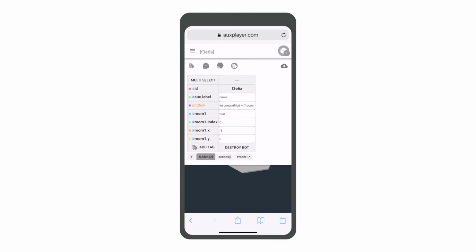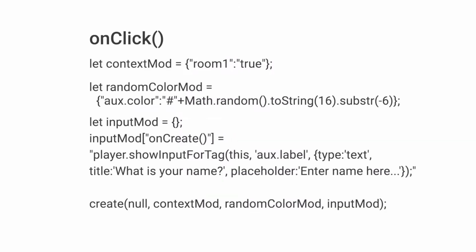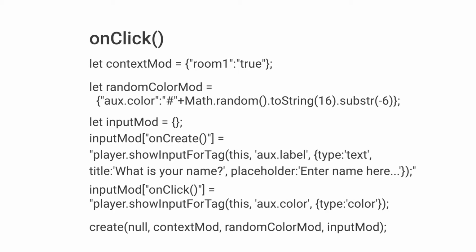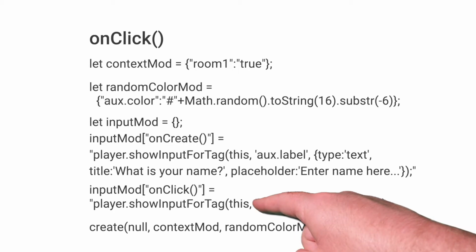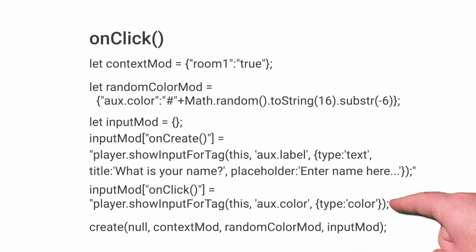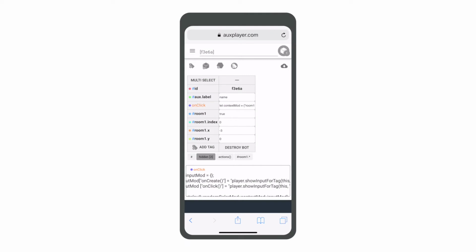So we're going to go back into our onClick event. So all we need to do is add another line of code to our inputMod. So earlier where we had an onCreate added to our new bot, we are going to add an onClick to our new bot. So when the user clicks this bot, then we're going to call a player.showInputForTag function. We're going to add it to this new bot. We're going to store the information in the aux.color tag, and the sort of input we want from them is a color. So it's going to show a color picker instead of a text box. So let's check it out.